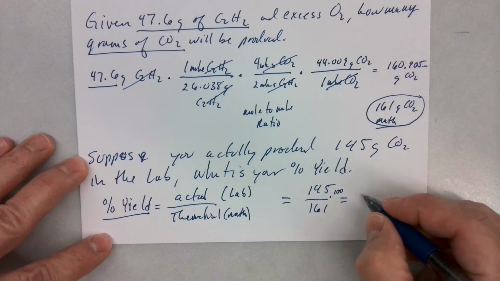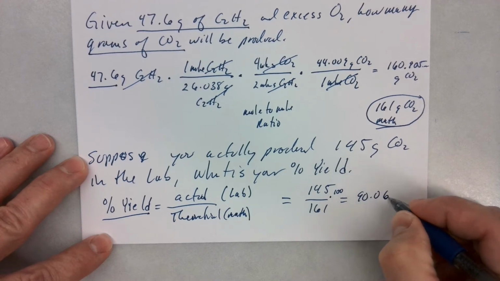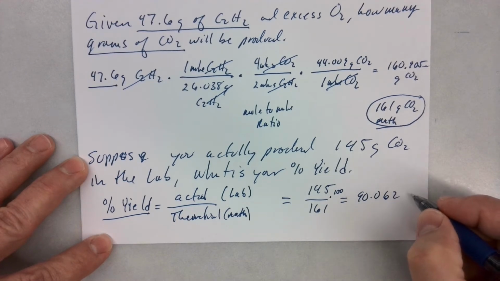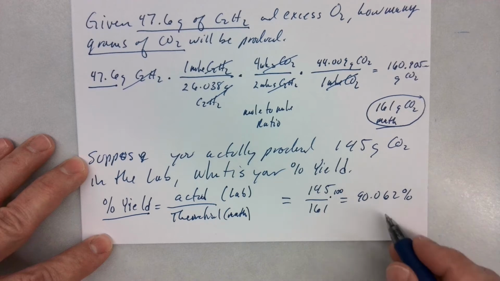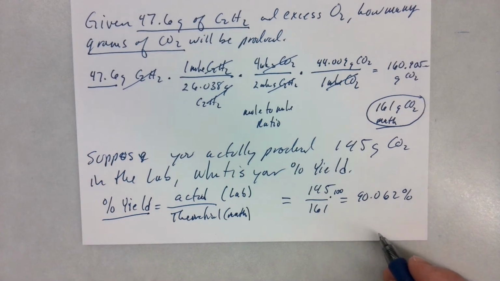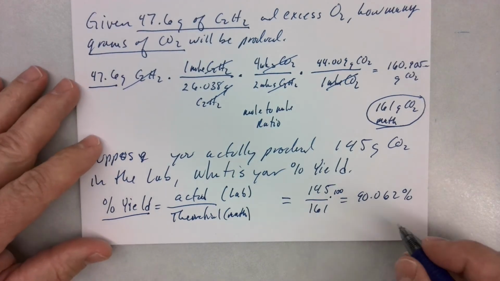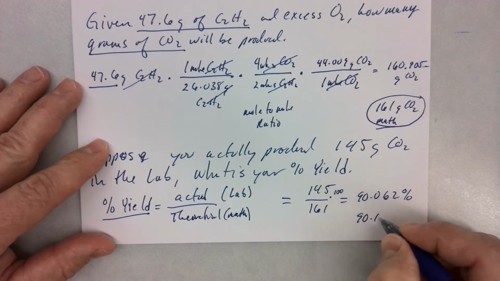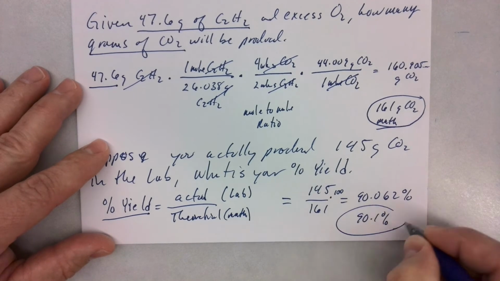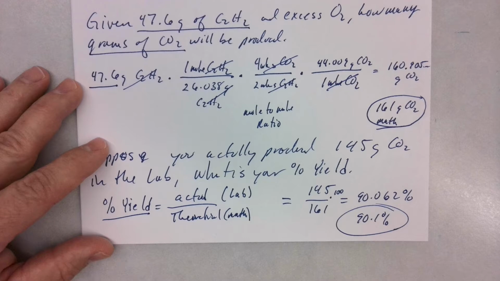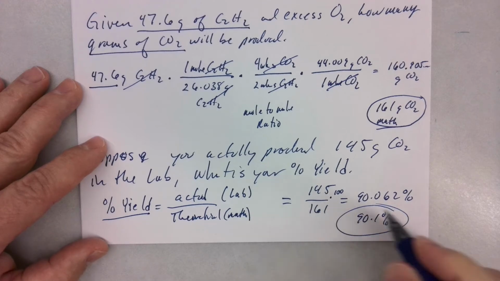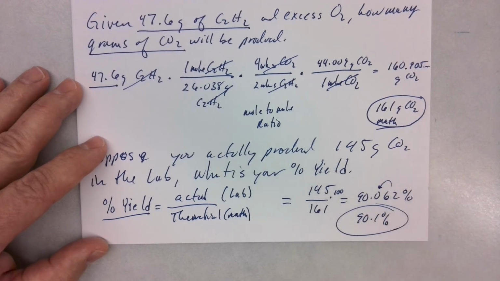90.062, is he right? 90.062. Okay, percent. Now, is that the answer? What's the answer going to be? 90.1%. Why is it 90.1%? Because I got to have 3 sig figs, right? That 6 makes that a 1, 90.1%. Yes. So, back up there.